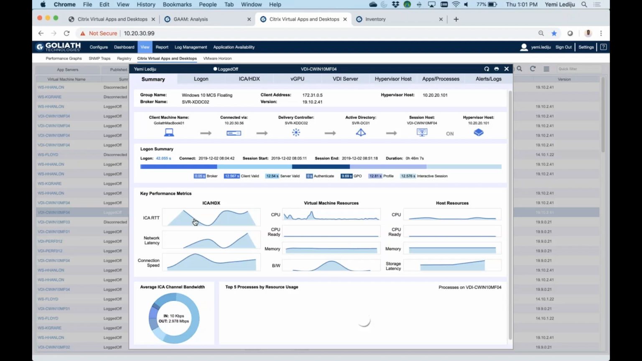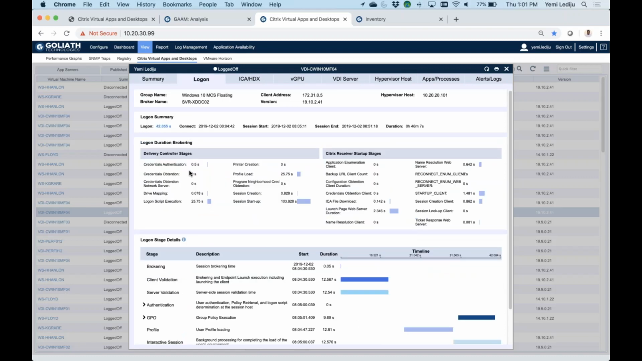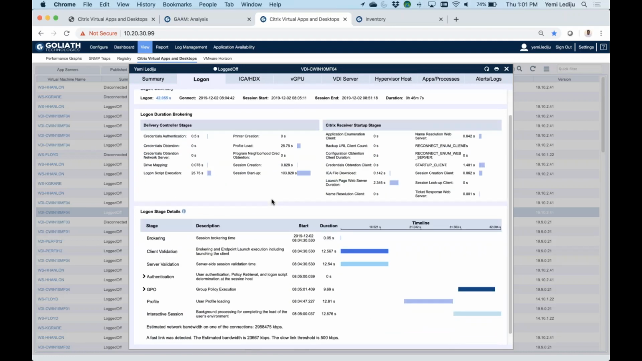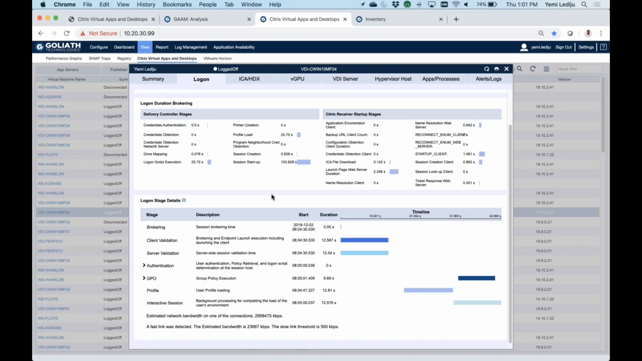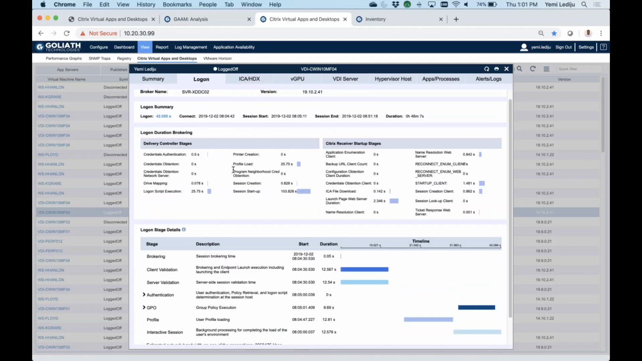Now, they weren't having issues with connection, or overall session performance. It was focused mostly on the logon time. So they clicked on this logon summary tab, and it took them directly to the logon tab where now they have all the information they need to troubleshoot this particular user's logon. So going through, I know there's a lot of information here, so I'm going to take some time and just talk about what these metrics are and how they're being used on a daily basis by our customers.